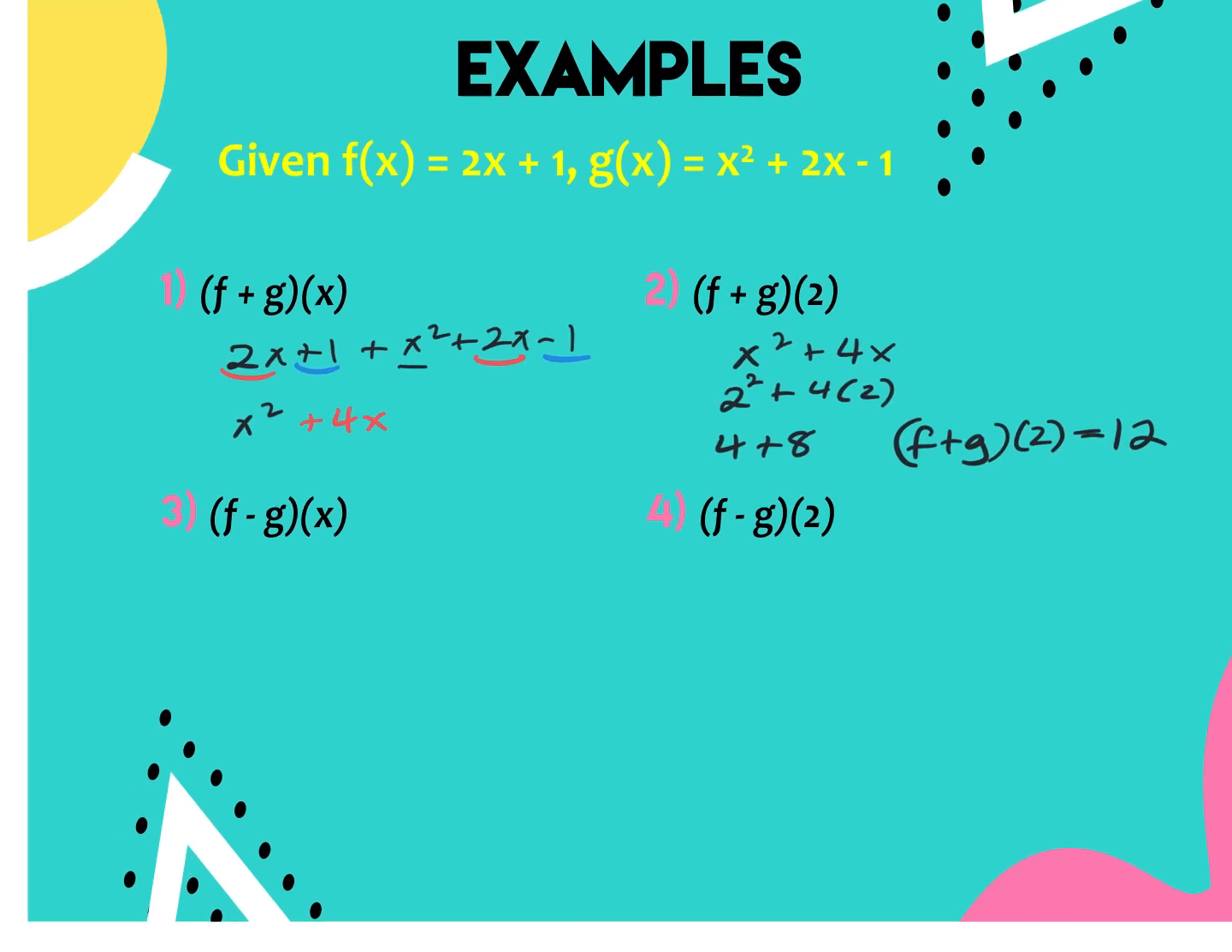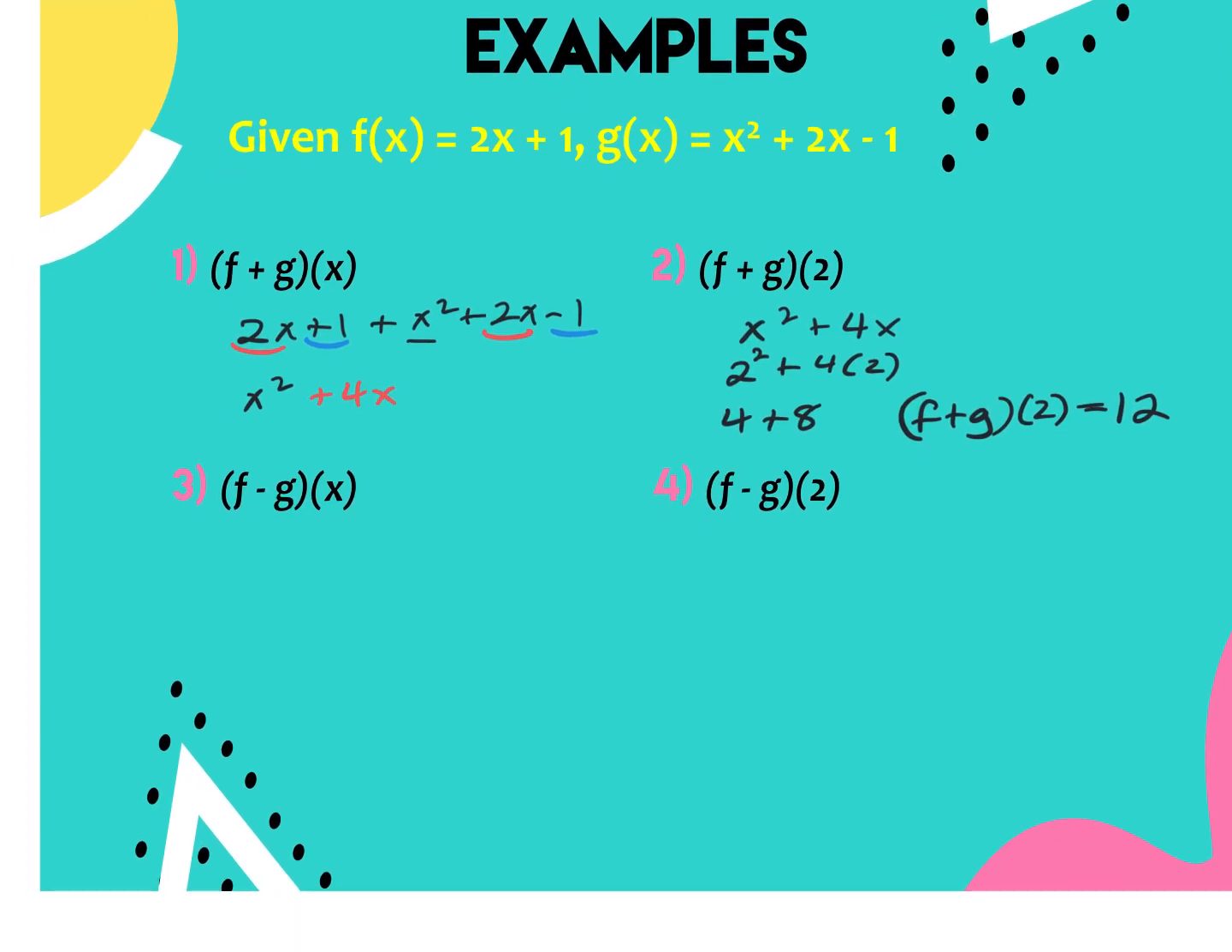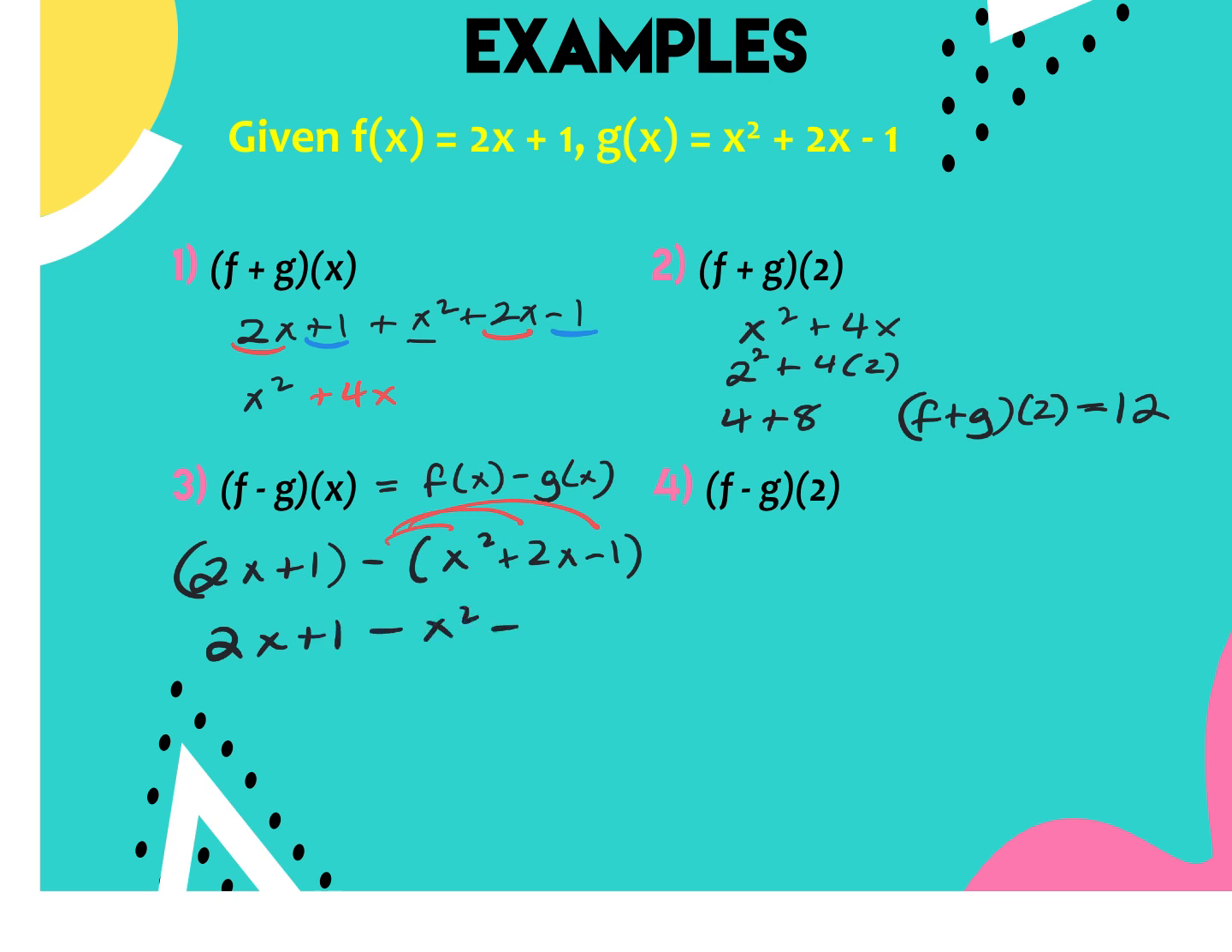Then for number 3, we're going to do the same thing. We're just going to combine like terms, but you have to be careful here, because really what this means is the f of x function minus the g of x function. So I'm going to take f of x, which is 2x plus 1, and I'm subtracting the g of x, which is the x squared plus 2x minus 1. I need to distribute this subtraction sign. So this becomes 2x plus 1 minus x squared minus 2x plus 1.